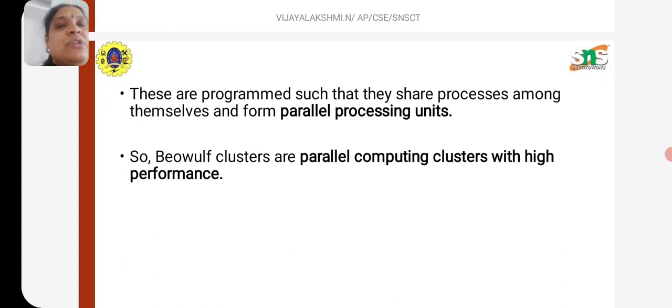As I said before, it works typically like a parallel computer. So that's what they have mentioned: Beowulf clusters or parallel computing clusters with high performance.